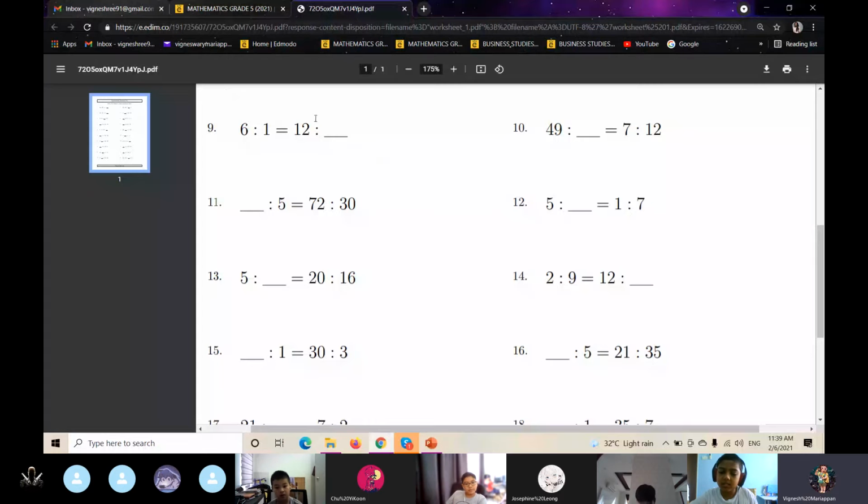Yes, Chia Yang-yi. Very good. Your answer is 2. Please explain to the class. I first take 12 divided by 6 equals 2, and then 1 times 2, I get 2. So my answer is 2. Very good. Also, you can see from here 6 to 12, so you multiply by 2. So automatically 1 also multiplies by 2. You will get 2. Very good.